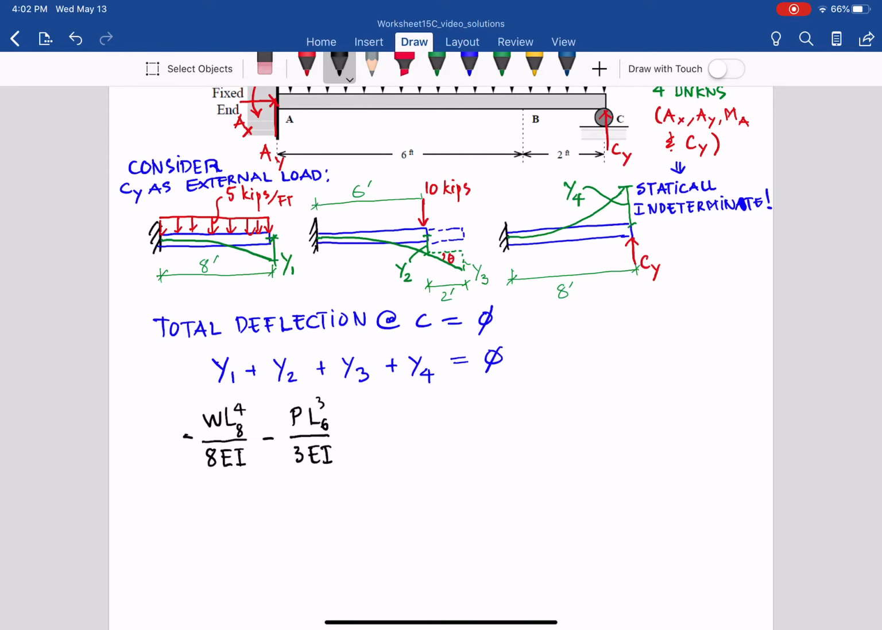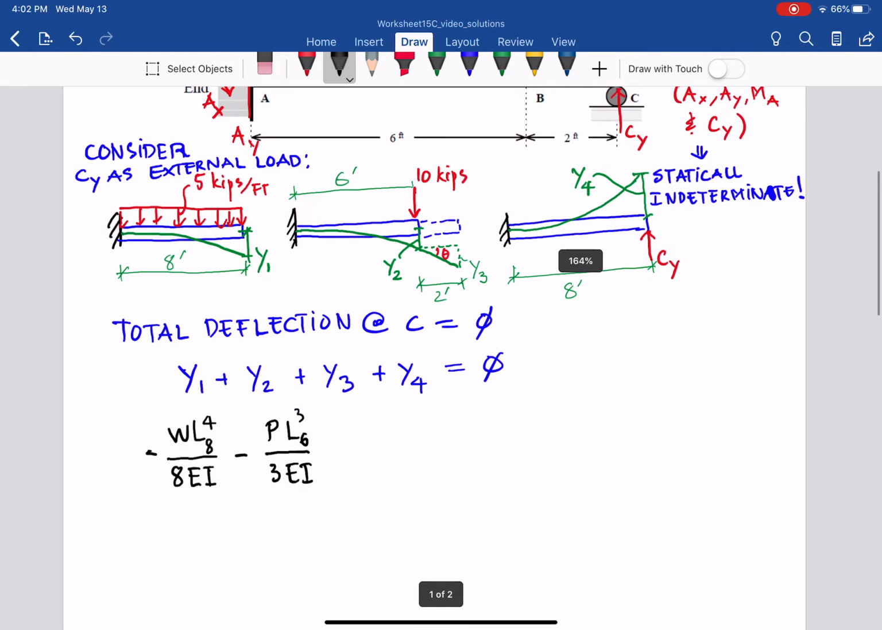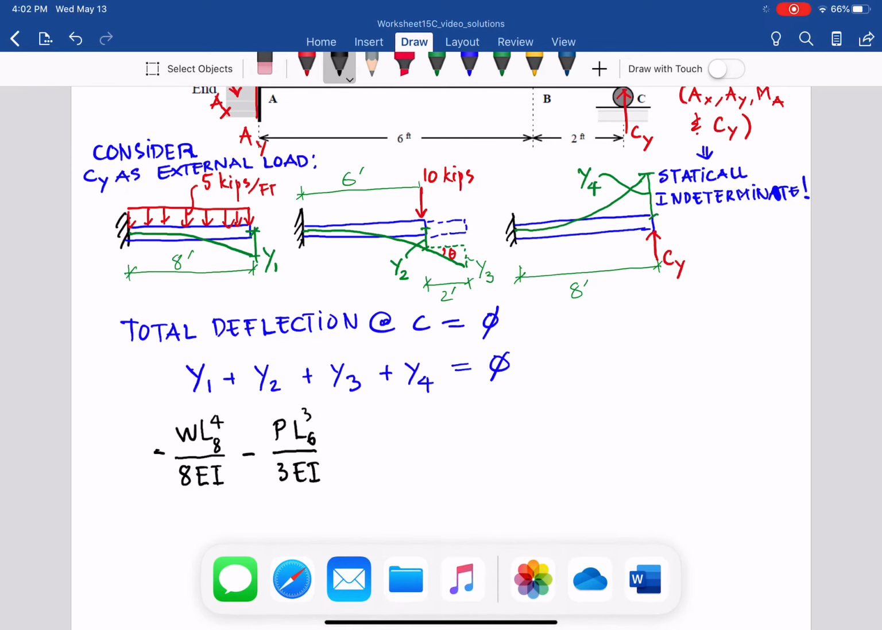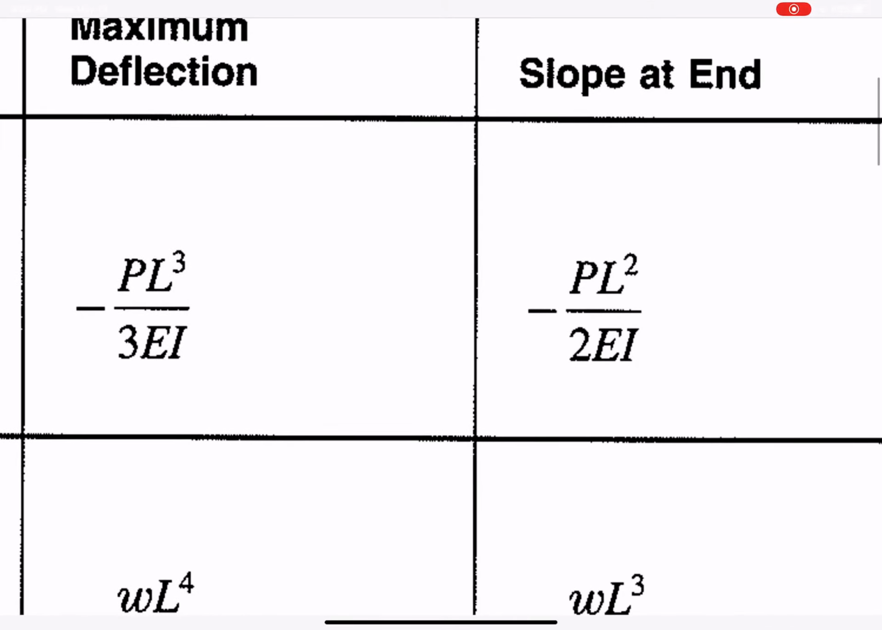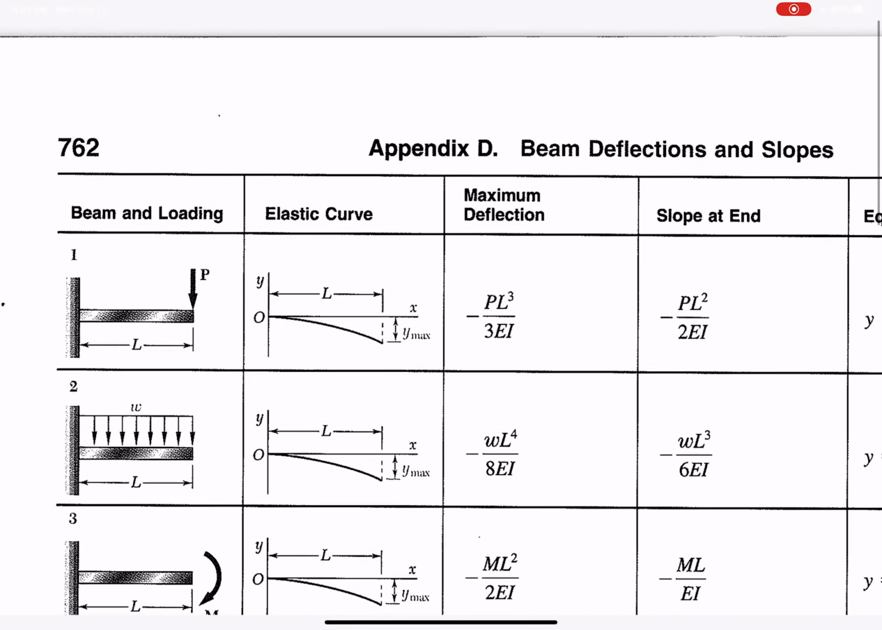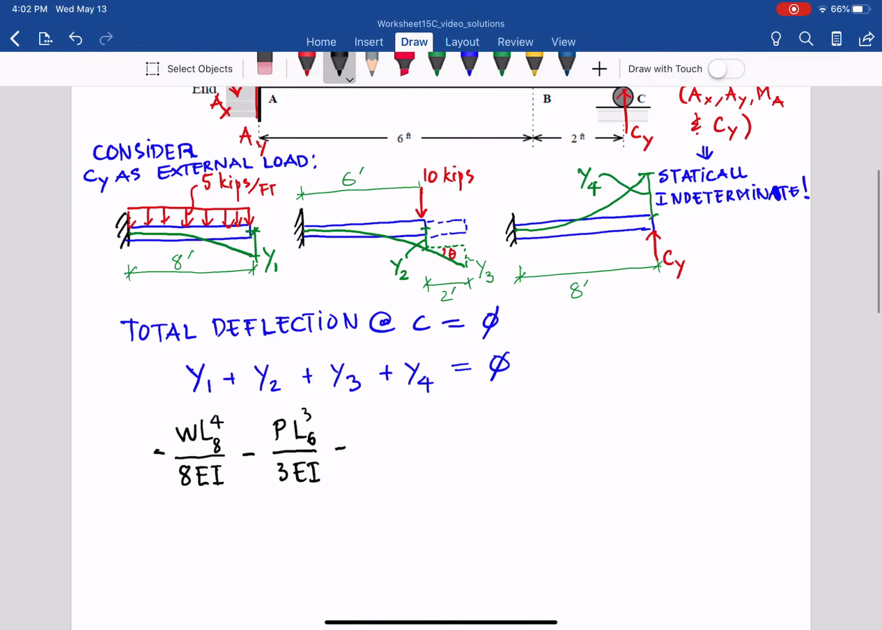And then the y3 is basically the slope times 2 feet, because that is similar to worksheet 6b that we already did. So go back here, the slope equals negative PL squared over 2EI. So from that, it's negative 2 feet times PL squared for 6 feet over 2EI.